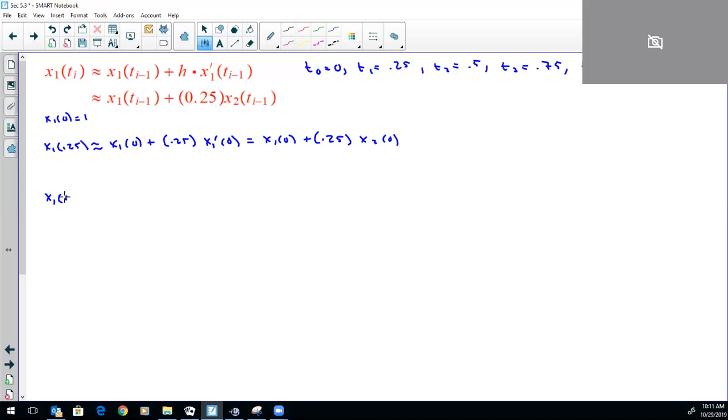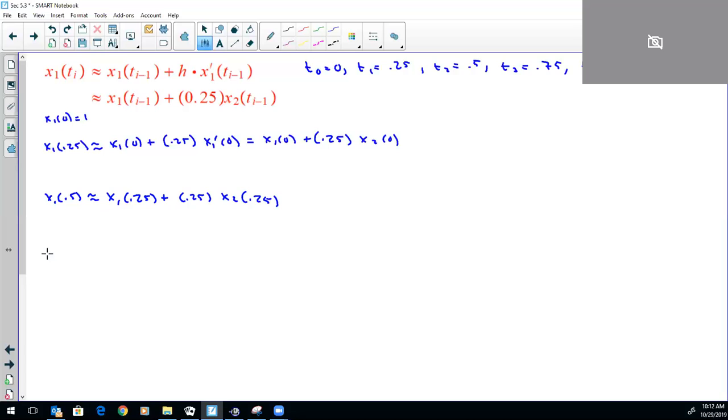All right, now the next estimate will be at 0.5. And that's approximately the estimate we had at 0.25 plus the step size. I'm writing on a slate here and I can't see what I'm writing. It's really pretty difficult. So it's 0.25 times the derivative at 0.25. The derivative is the same thing as x2.